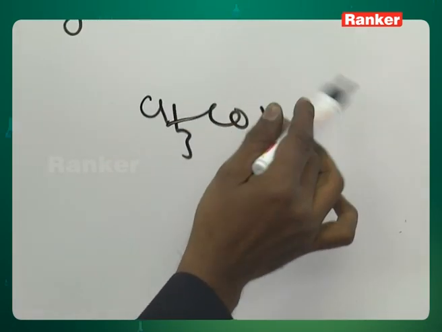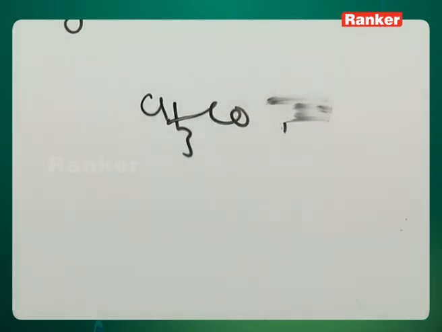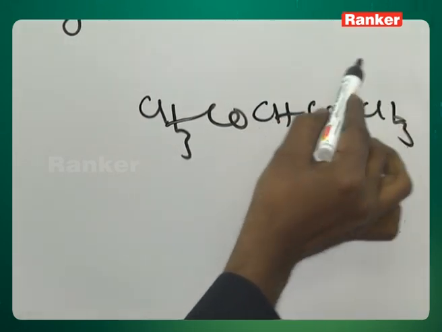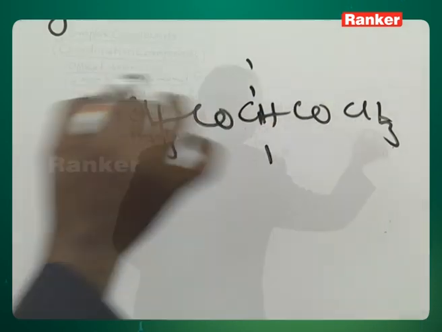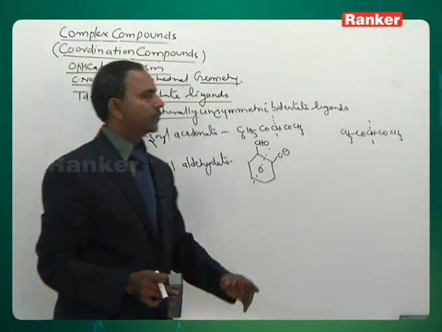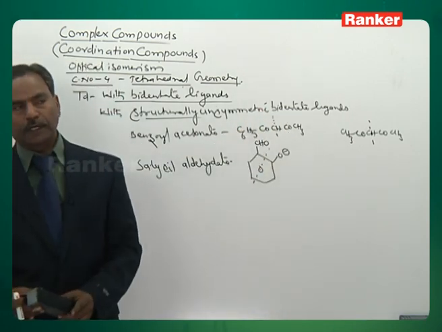CH3CO CH CO CH3... COCH3. Here there are two acyl groups. Therefore, we can consider it structurally symmetric. But these two are structurally unsymmetric.